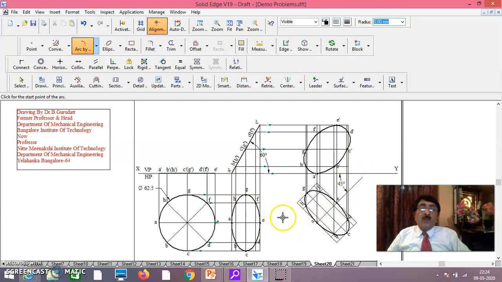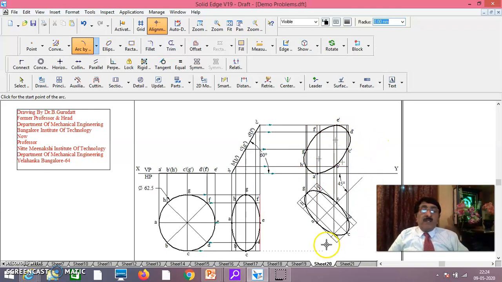Already I have told you, first you move, copy and paste here. Then you incline it at 45 degrees to VP. I have already shown in the last session, take the projectors up and carefully get the points correctly on this E, on this D and F, on this C and G, on this B and H, on this A. Once you get that, these 3 points I got, and then these 3 points. In that way, I have done the 3-point arc to complete the ellipse.